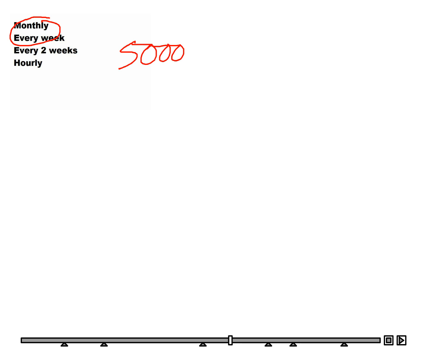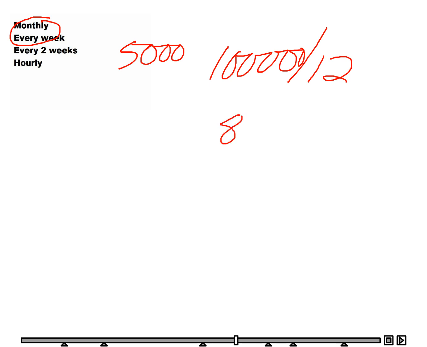Now we're going to make it slightly more complicated. Let's say you have a borrower who makes $100,000 a year. If you want to figure out his monthly income or her monthly income, all you do is divide the annual income by 12 to get your monthly income. So in this case, that's going to be $8,333.33. So salaried borrowers are fairly easy if you know a monthly amount or an annual amount.